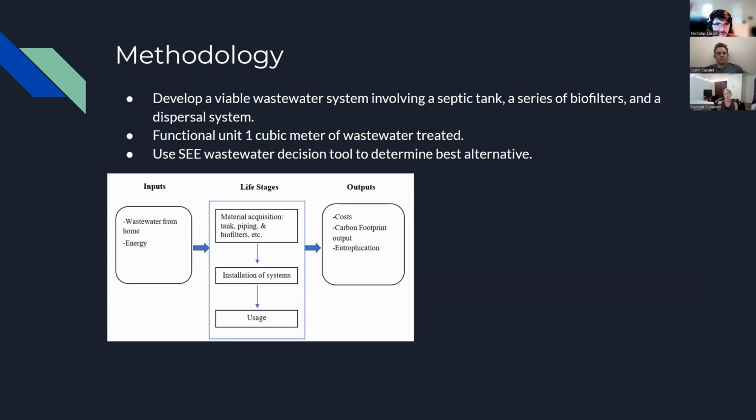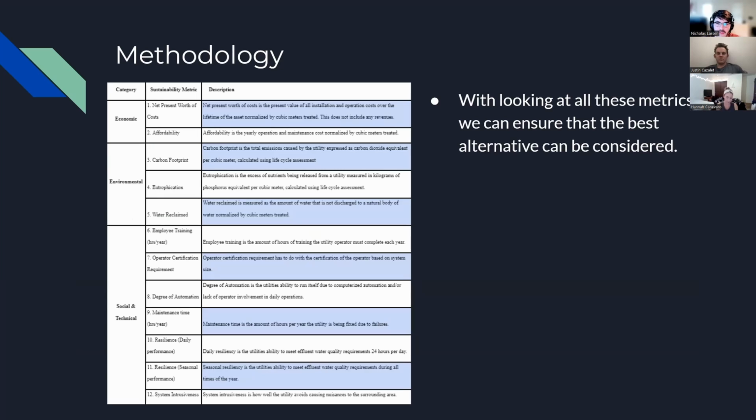So the methodology of this system is to develop a viable wastewater system involving a septic tank, a series of biofilters, and a dispersal system. The functional unit is going to be 1 cubic meter of wastewater treated, and we are going to be using the C Wastewater Decision Tool to determine the best alternative. We are looking at the inputs, life stages, and outputs as shown in the picture below. When looking at the metrics, we can ensure that the best alternative can be considered. So we're going to be looking at the environmental, economic, and social and technical, as said before.